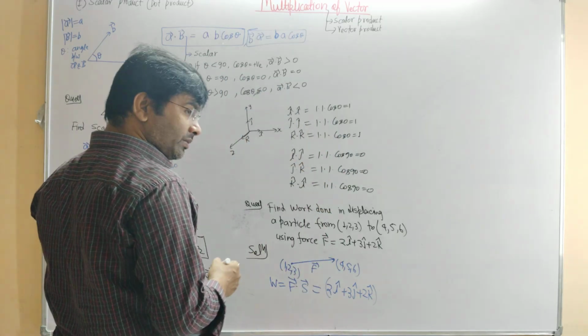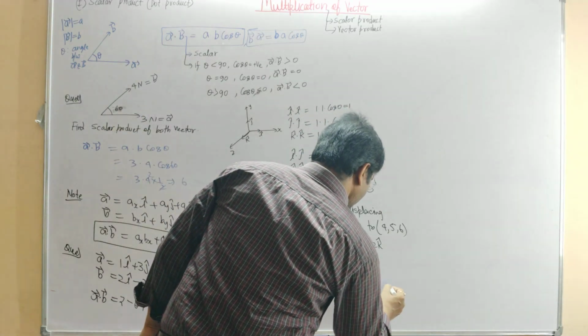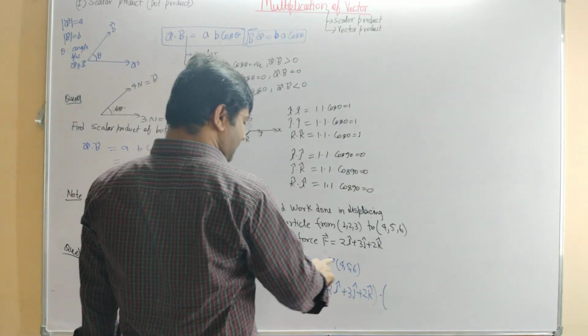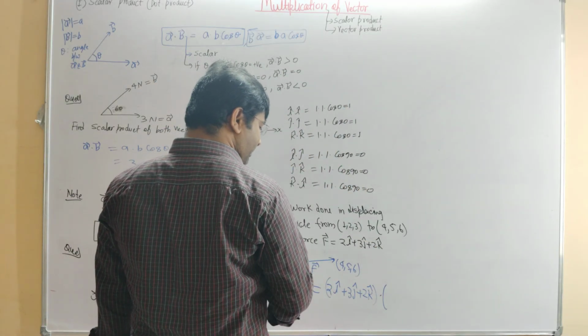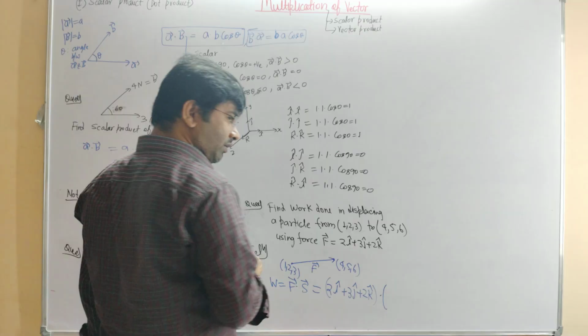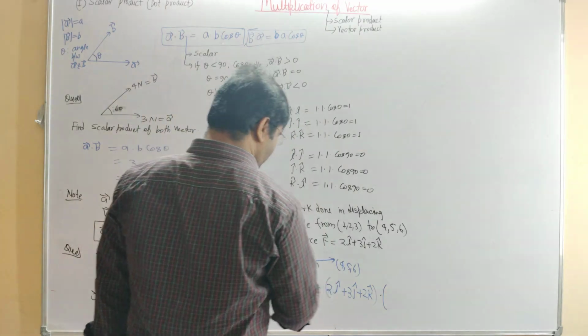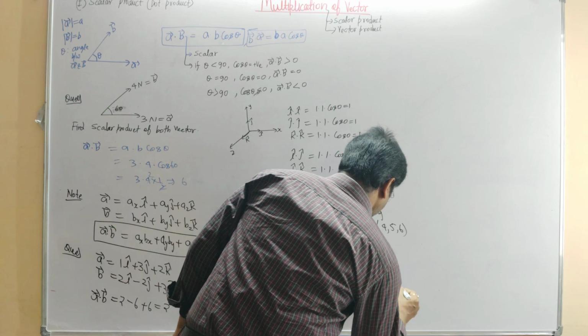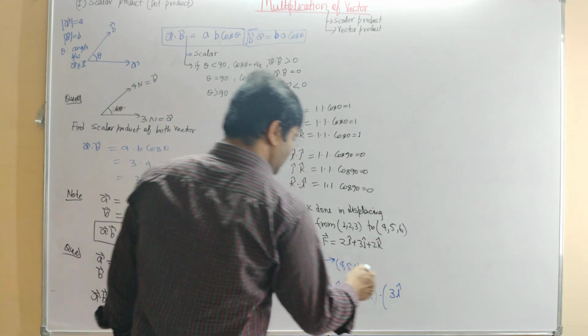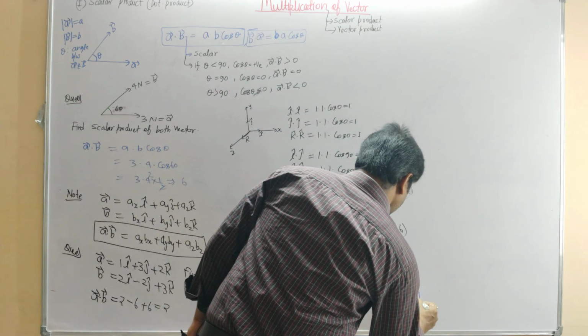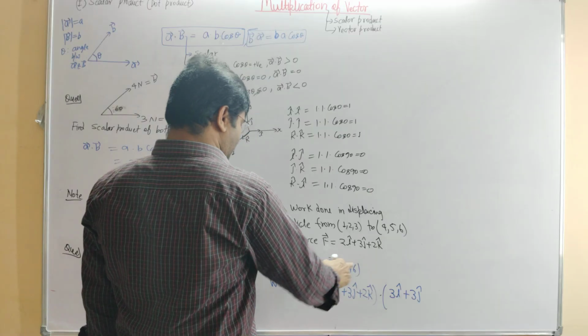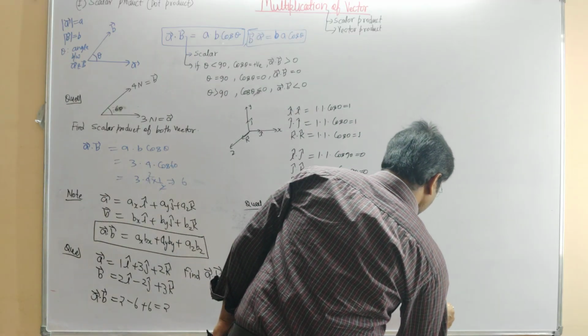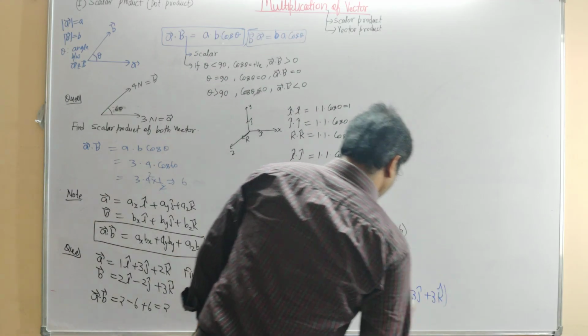How much is the displacement vector? Displacement vector means final position minus initial position. So 4 minus 1 is 3 i cap, 5 minus 2 is 3 j cap, and 6 minus 3 is again 3 k cap. So this is the displacement vector.